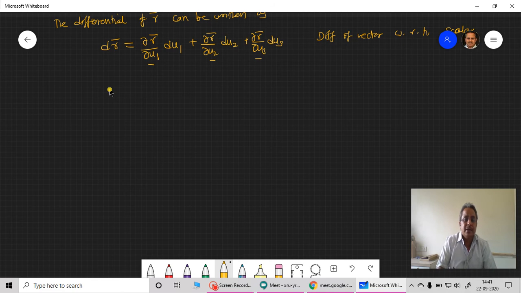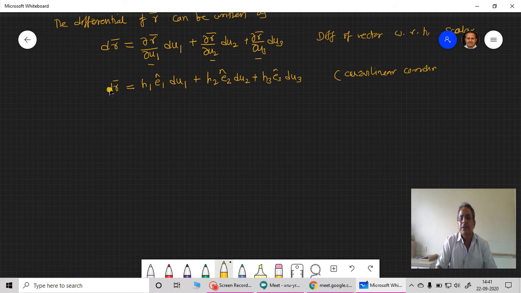Now I am writing this in a different manner. So this dr bar can be written as h1 e1 cap into du1. This is the derivation we have seen earlier, in the last to last lecture. Then the second can be written as h2 e2 cap into du2, and the third as h3 e3 cap into du3. So see our previous lecture, the introduction to curvilinear coordinates, and refer to that lecture.